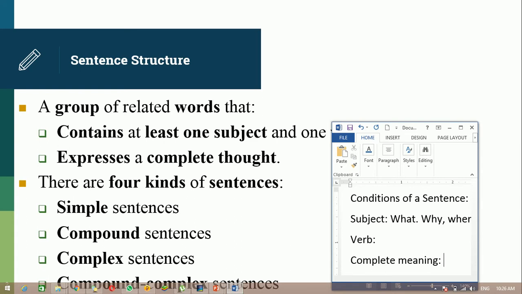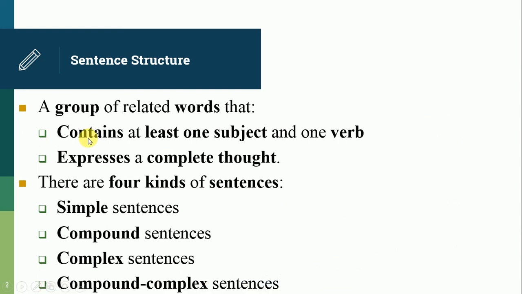A sentence is a group of words which has a subject, a verb, and complete meaning. So I repeat myself: if any of these three conditions is missing, we cannot call it a sentence. Pay attention to this one. It contains at least one subject. A subject is a must in a sentence, right? It expresses a complete meaning; I explained this.